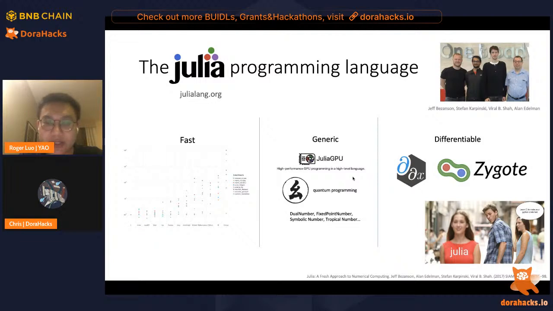Plus, this allows us to support GPU programming in a high level language very easily. The other very interesting and very useful feature is differentiable programming, which has been applied in many scientific research areas. There are two main AD engines in Julia, which are Enzyme and Zygote. Julia was originally invented by these four people in the MIT Julia Lab. If you want to know more about the Julia programming language, here's the paper of the original project.